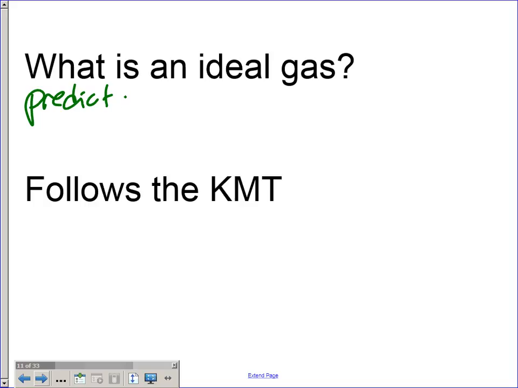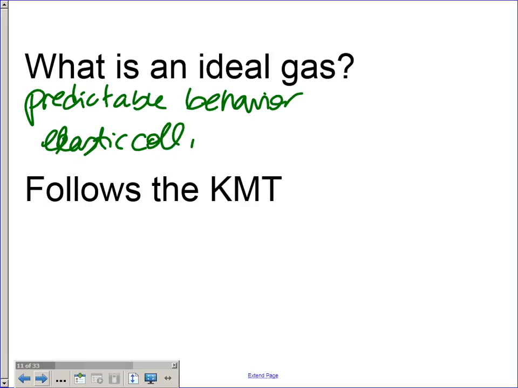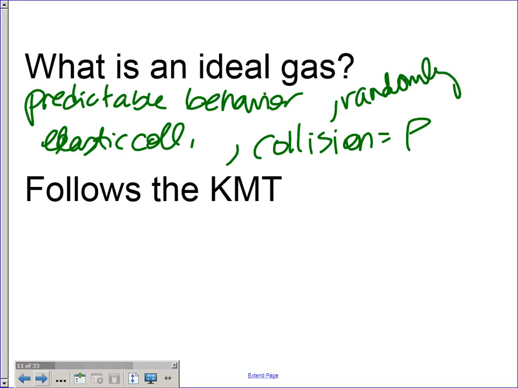And what's some of that predictable behavior, Alvin? Okay, elastic collisions. What else? Okay, so they're compressible. How do they cause pressure? How do gases cause pressure? Collisions with the container wall equal pressure. Random movements, meaning if you are randomly moving, do you have any attraction for another molecule?